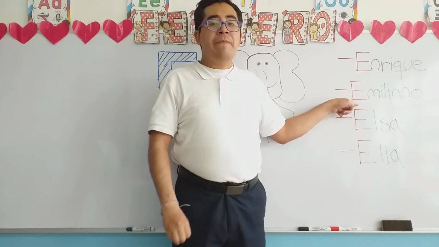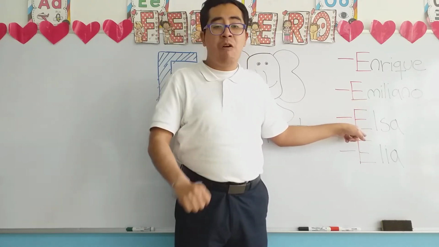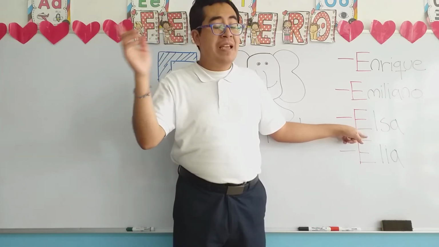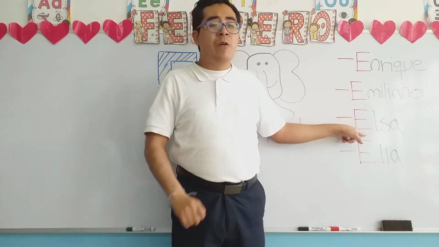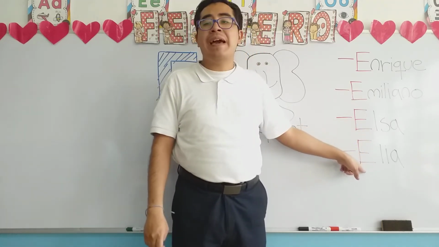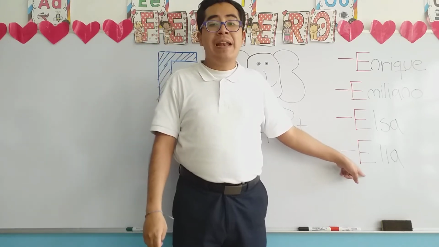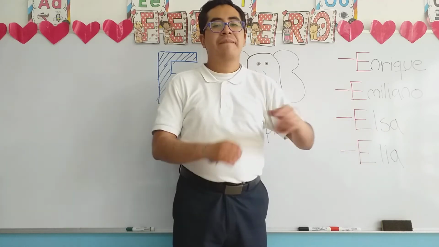The third name is Elsa, like the princess from Frozen. Elsa is the name of a girl and uses capital E. And of course, we have Elia. Once again, the name of a girl. And Elia uses capital E.